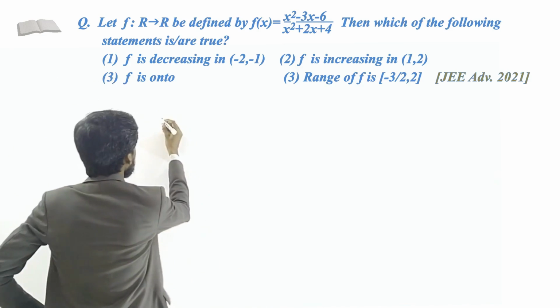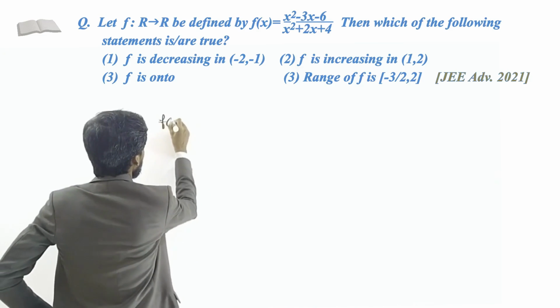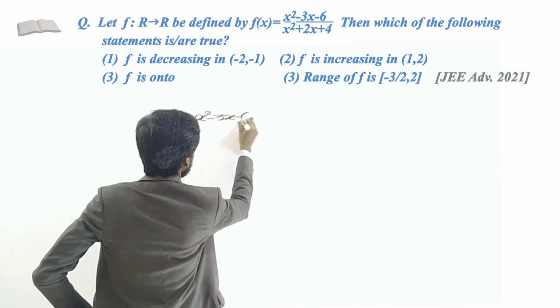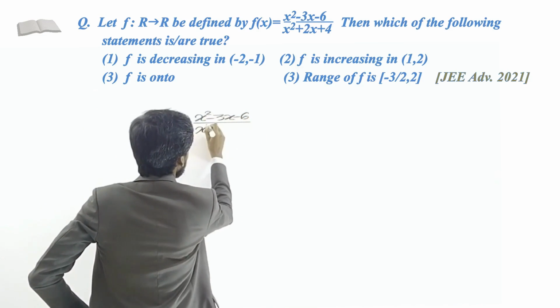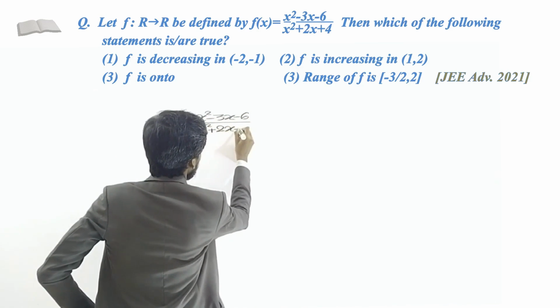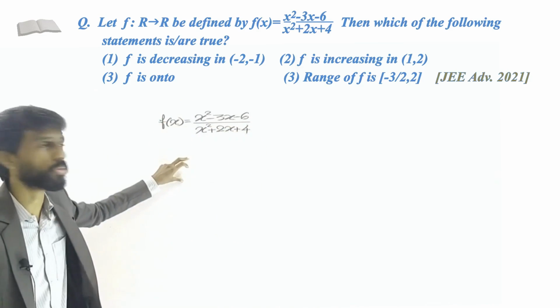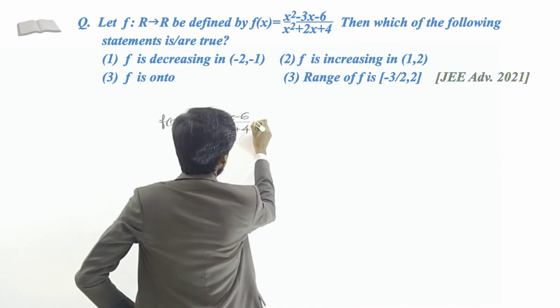So the function given here is f of x equal to (x squared minus 3x minus 6) divided by (x squared plus 2x plus 4). We have to find the derivative of this. So u by v, right? The quotient rule, we have to use it. But before finding the derivative, shall we simplify this?